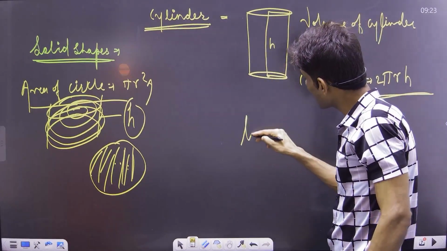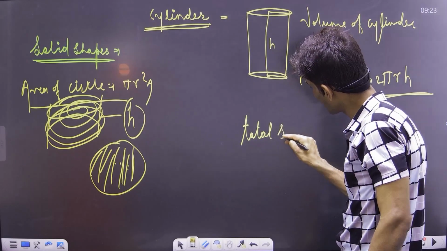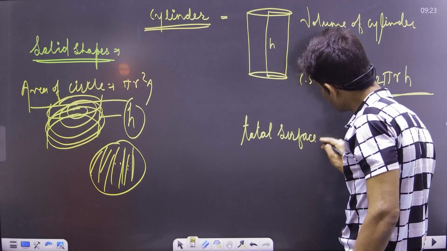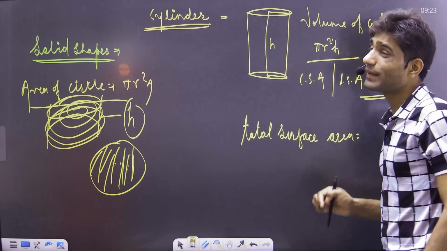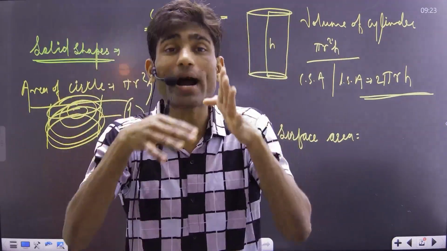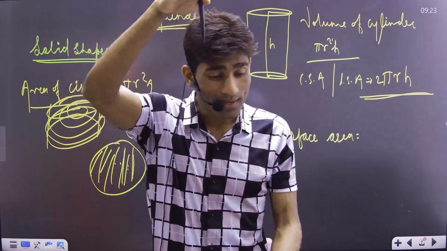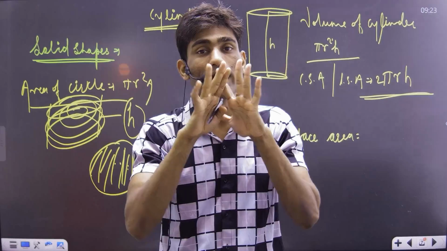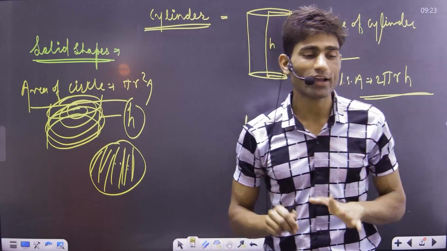Let me write total surface area. Total surface area means we have to consider the whole surface of our cylinder. That means the area of the top, the area of the bottom, and all the curved or lateral surface area. Everything together is the total surface area of our cylinder.